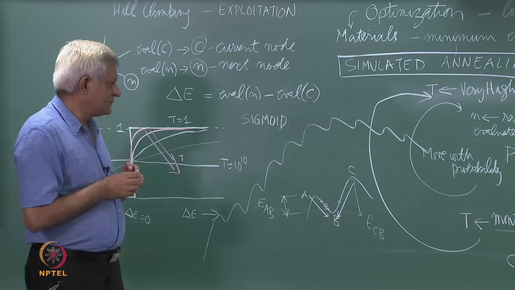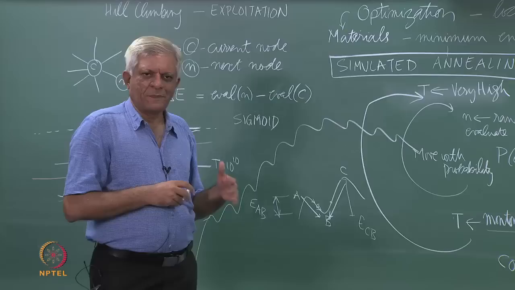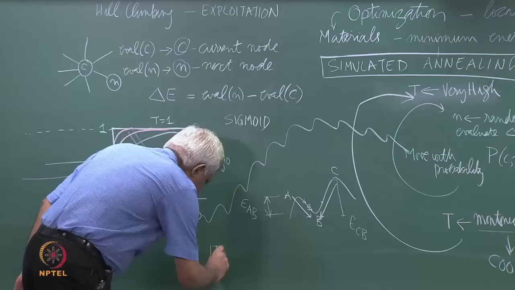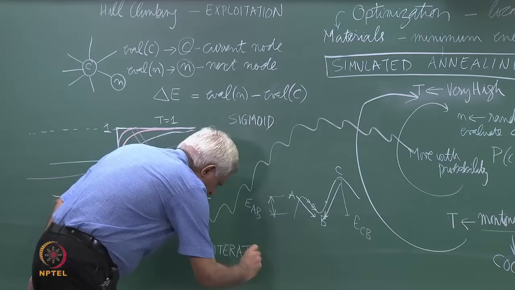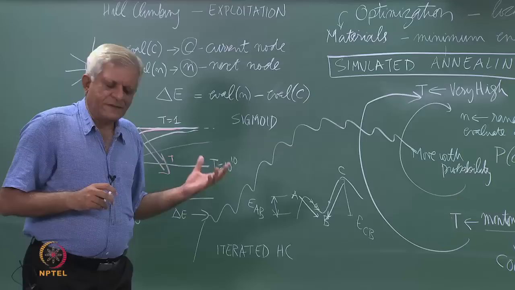Actually, there is a simpler version of a randomized algorithm which I have not mentioned, but this is probably a good time to mention it. That algorithm is called iterated hill climbing, and what it essentially does, this works in the solution space.